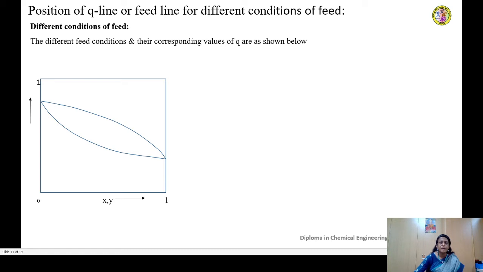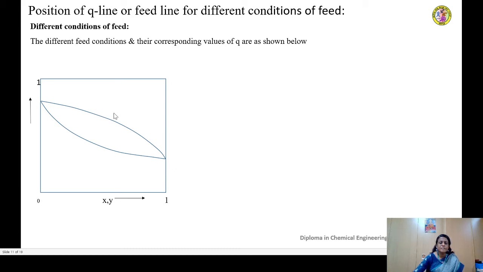That is saturated vapor, Q value 0, and the superheated vapor's Q value will be equal to 1. So that means in those two conditions you don't have to calculate the Q value, but in other conditions you require an equation to find out the exact value of Q.